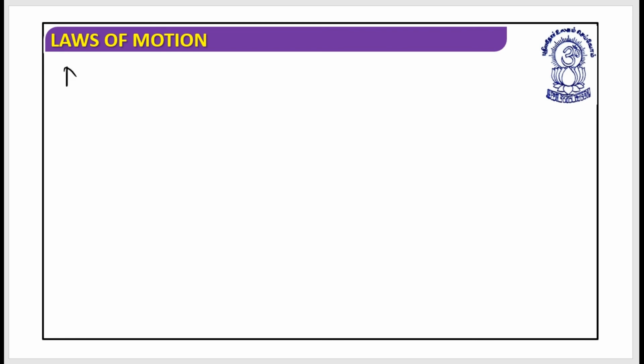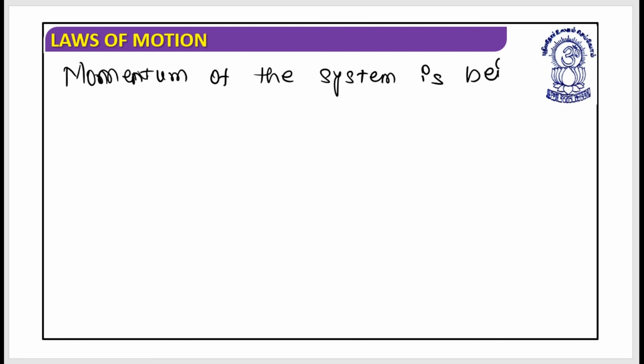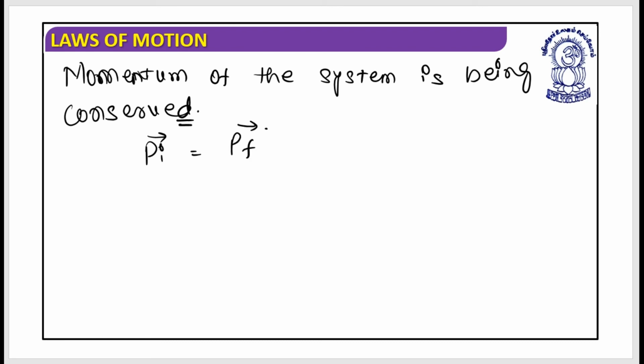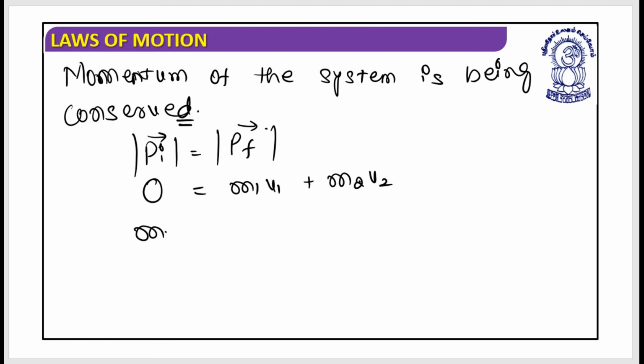What I understood is that the momentum of the system is being conserved. So initial momentum should be equal to final momentum. Initially the system is at rest. Now it would be m1 v1 plus m2 v2, but if I am just interested in the magnitude, this could be written as m1 v1 equals m2 v2.